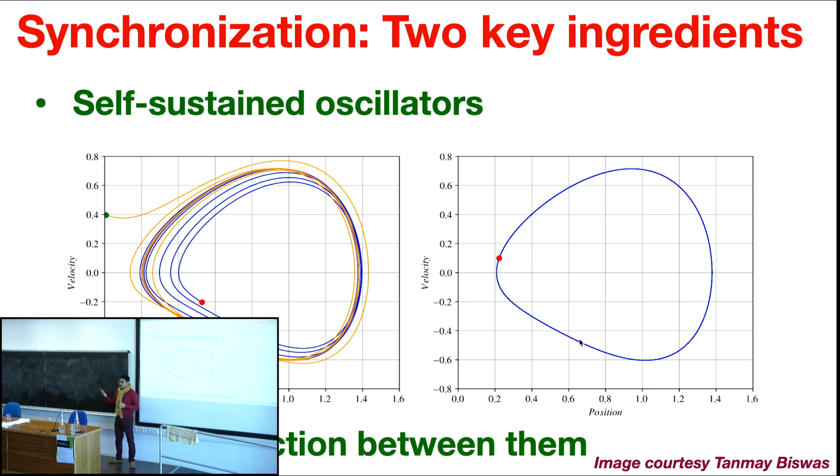Think of the clapping audience. Nobody is putting you at gunpoint saying that you have to clap at this frequency. Nothing of that sort. Yet you end up clapping at that frequency. So that's a part of it.